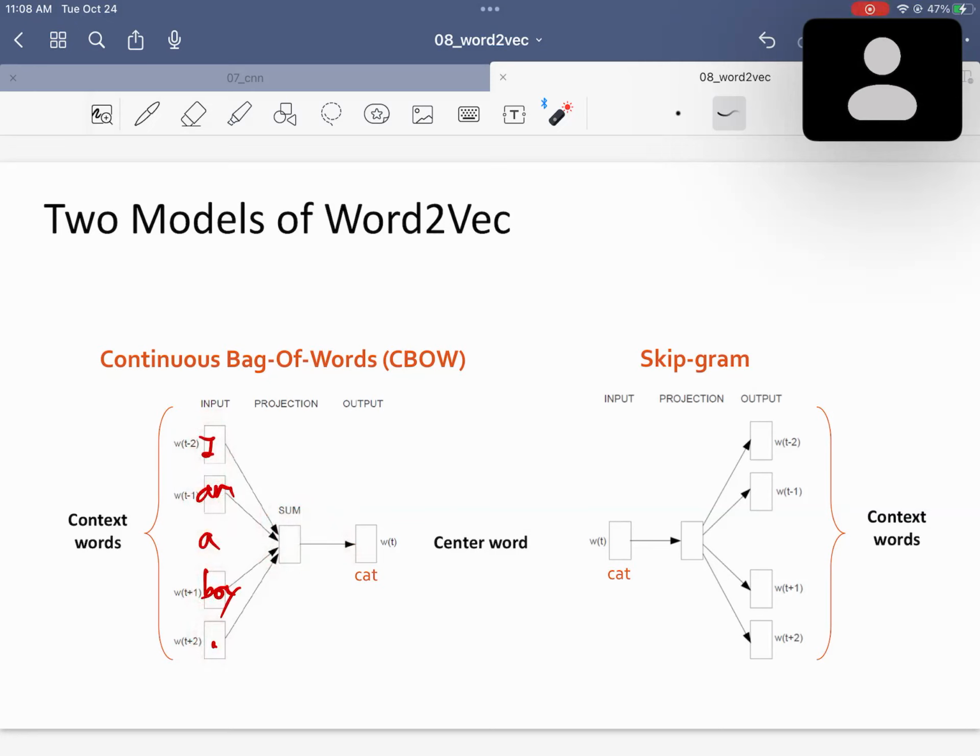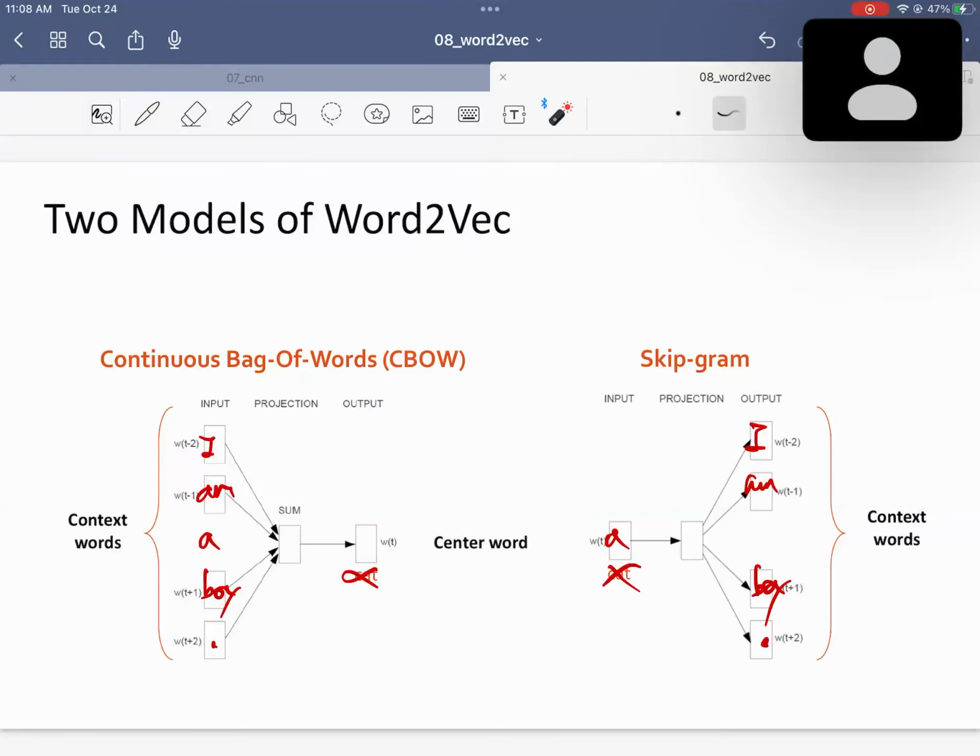Skipgram is the other way around. So this is I am a boy dot. You can forget about cat here. Skipgram is that, given the center word, you should be able to predict its neighboring words. So given the A vector, you want to predict the I vector, am vector, boy vector, dot vector. So it's the other way around.